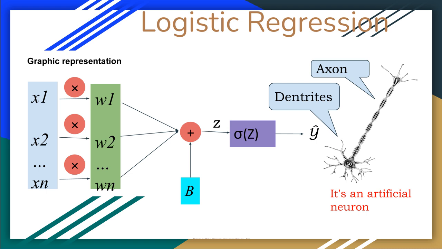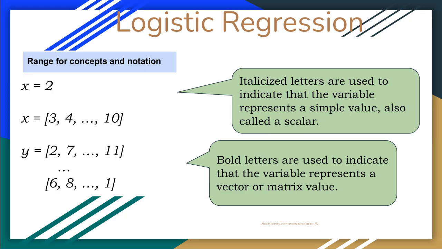Because of this similarity, although superficial and not reflecting the complexity of a neuron, logistic regression can be seen as an artificial neuron. And as we will see later, the composition of these neurons in a network forms an artificial neural network. Before we continue, let's talk a little about the notation used in our formulas. When a variable represents a single value, we use a normal lowercase letter. When it represents a vector or matrix, we use a bold lowercase letter.